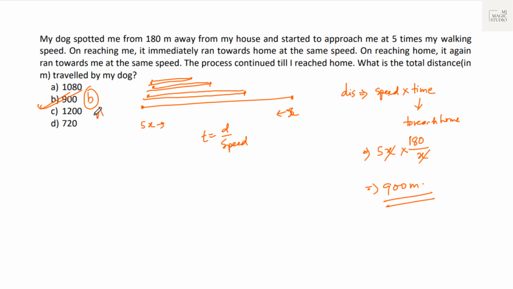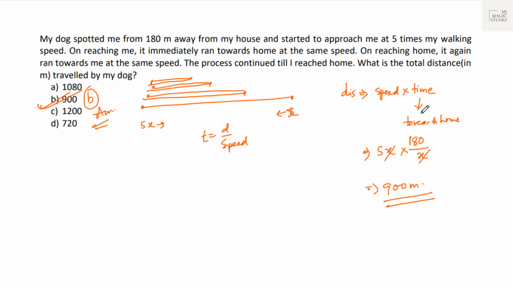Nothing related to relative speed. It is simply that we need to find the distance traveled by an object, which is speed of the object into time taken by the object. Time taken by the object is the same as the time taken by me to reach home, because for as long as I take to reach home, for that particular time the dog was running continuously.